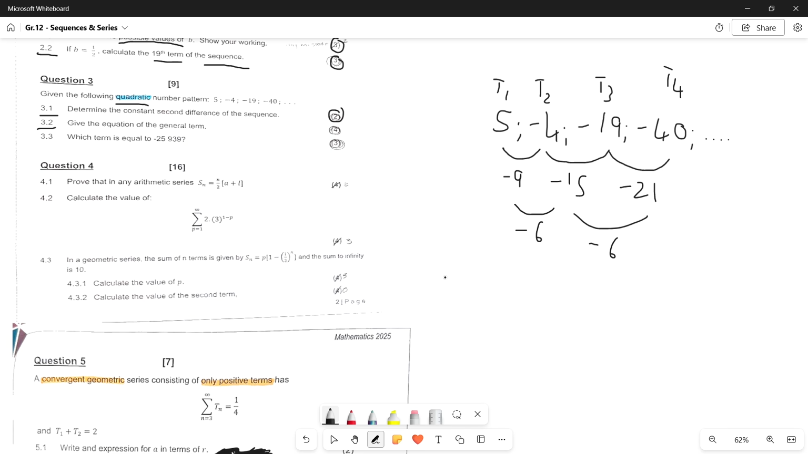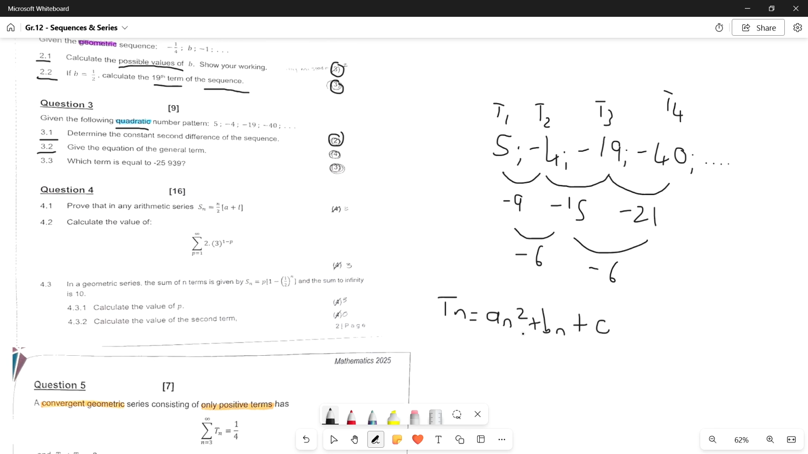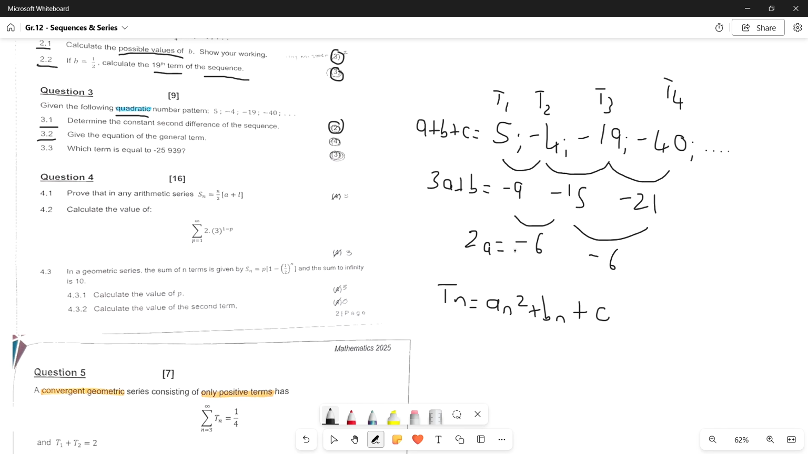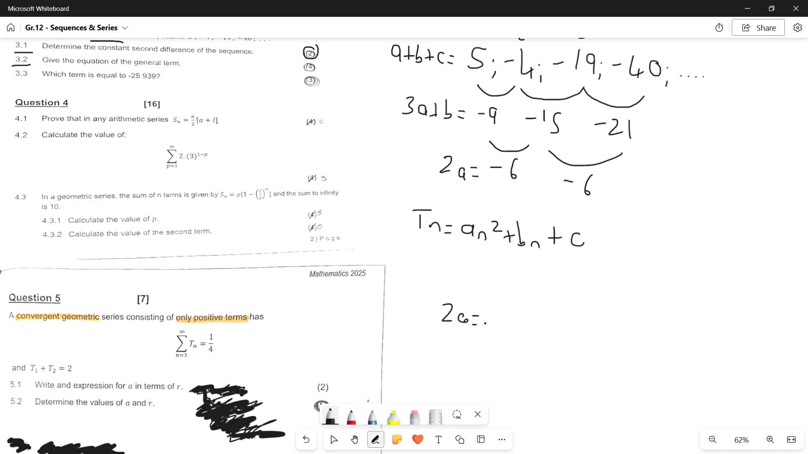So the way that we do that is we need to get the value of a for an squared, the value of b for plus bn, and then the value of c for plus c over there. This is our quadratic equation. And the way that we solve it is by making 2a equal the second difference, 3a plus b equals the first difference, and then a plus b plus c equals the first term in the sequence, which means we can just go ahead and solve for these by going 2a equals -6, divide the -6 by 2, and we have -3 is the value for a.